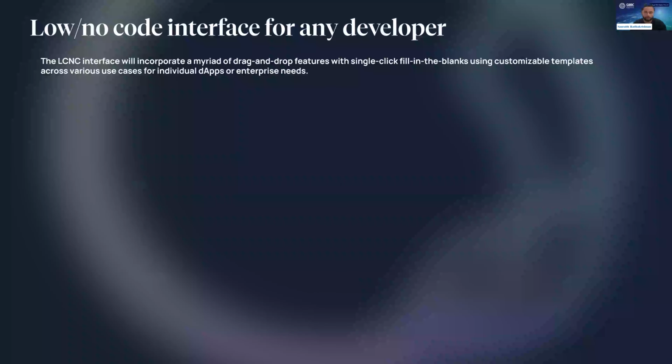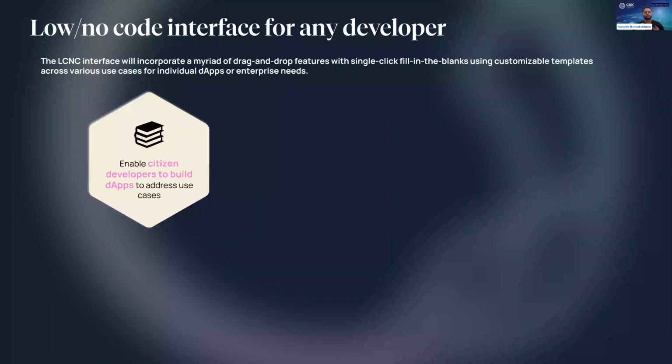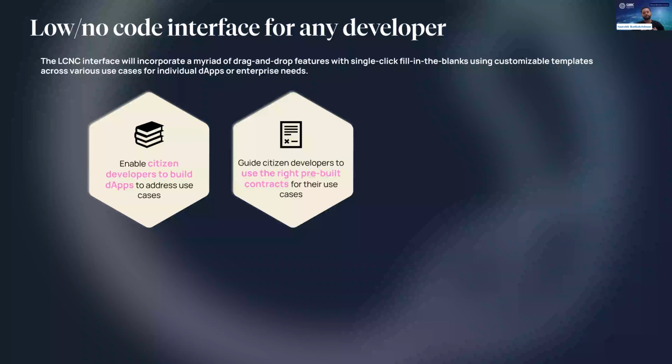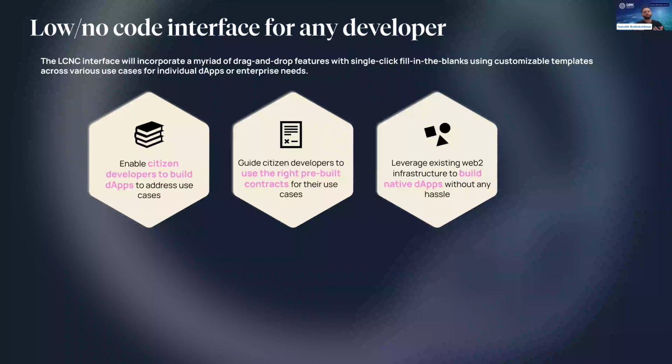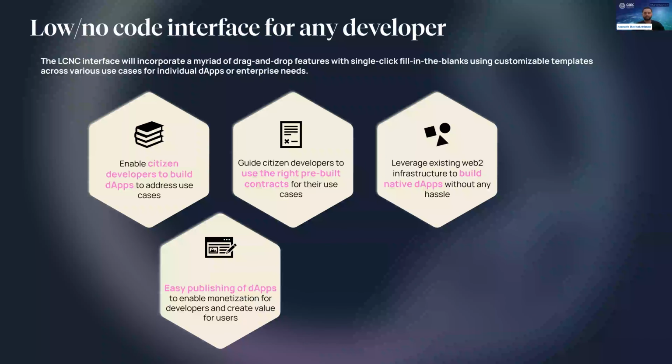So let's dive into the low-code, no-code interface for developers. It's for any developer. The goal of this interface is for any, what we're calling a citizen developer, to be able to build dApps so that they can address different use cases. We're also helping guide them to the right pre-built contracts so that they can pick and choose the right functions within contracts to connect to their applications. For example, if they wanted to mint an NFT, we would guide them to the right NFT contract that would allow them to do that. We also allow them to leverage some existing Web2 infrastructure to build the native dApps without any of the hassles, and allow them to easily publish it.